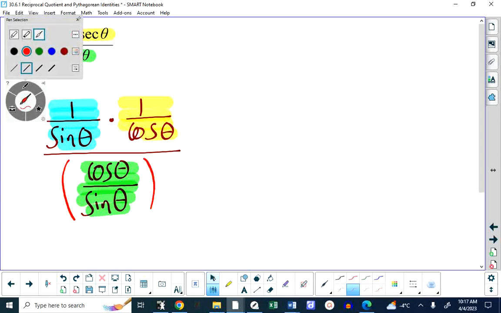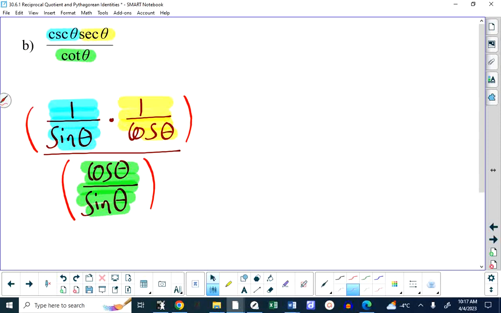Multiply the top and the bottom of this by whatever you need to get rid of all of the many troublesome denominators. This needs to go. I don't want a fraction within a fraction. This needs to go. This needs to go. So I'm going to multiply the top of this expression by sine of theta and the bottom by sine of theta. That's going to clear out my many denominators that are sines of thetas. And I'm going to multiply the top and the bottom of this by cosine of theta.